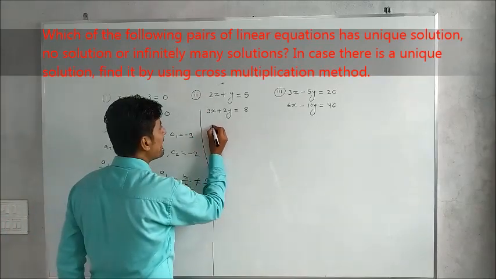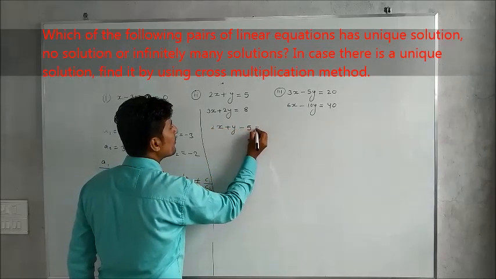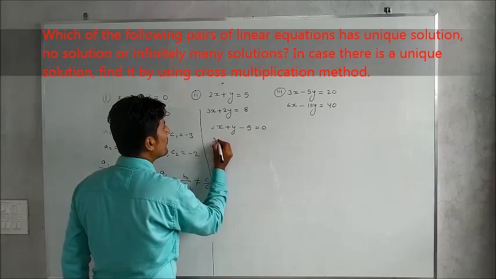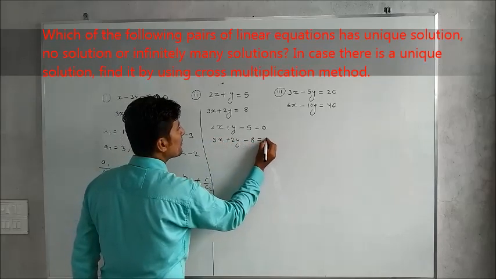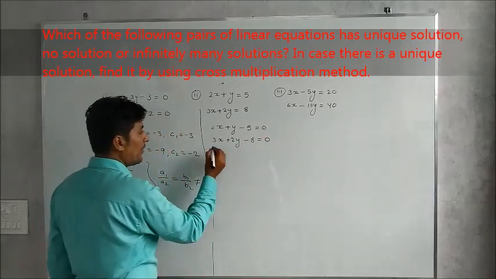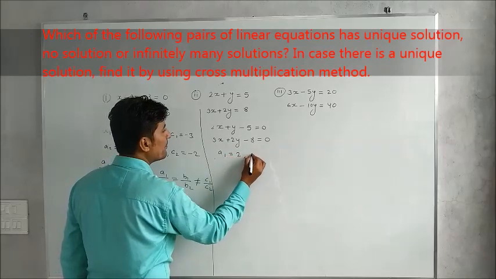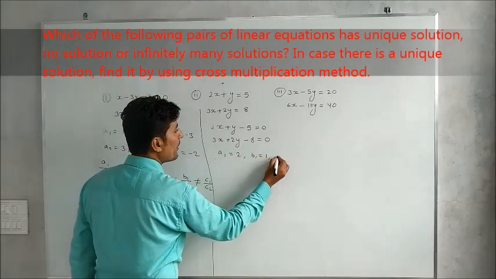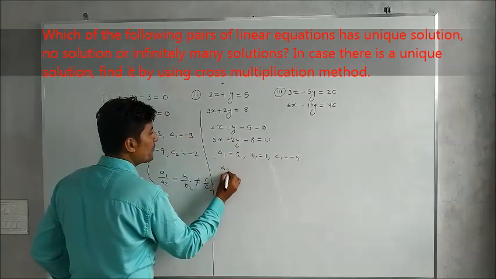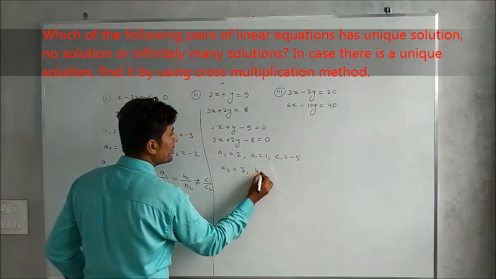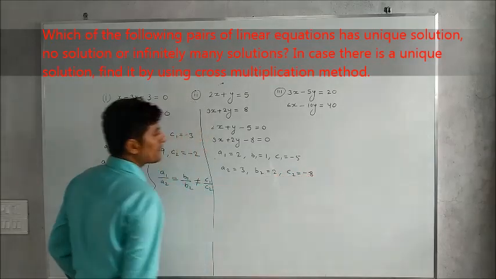So the very first equation can be written as 2x plus y minus 5 equals 0, while the second equation will be 3x plus 2y minus 8 equals 0. After that we will find the value of a1. The value of a1 is 2, b1 equals 1, while the value of c1 equals minus 5. Now the value of a2 is 3 here, the value of b2 is 2, and c2 is equal to minus 8.